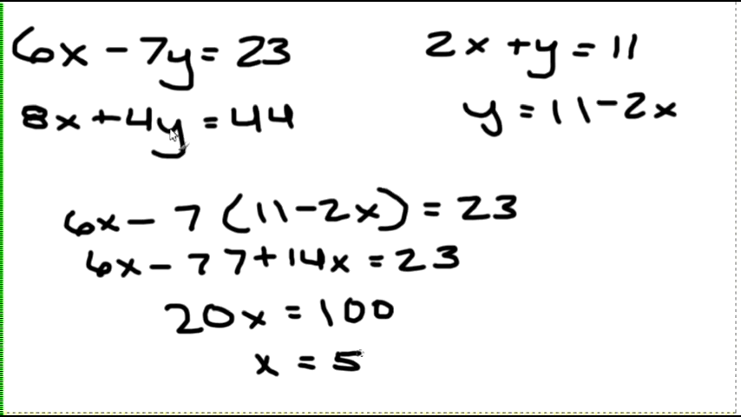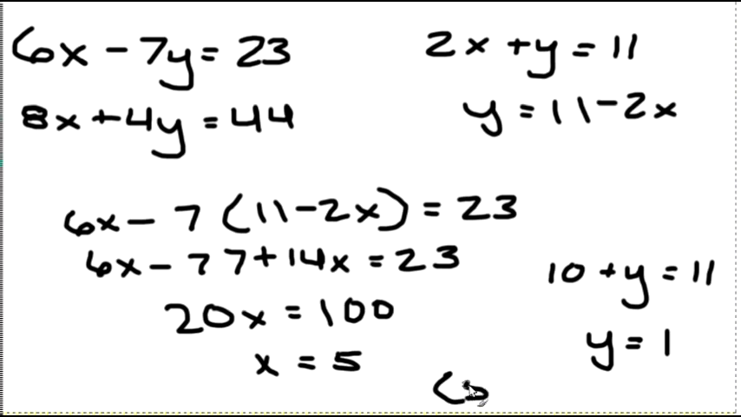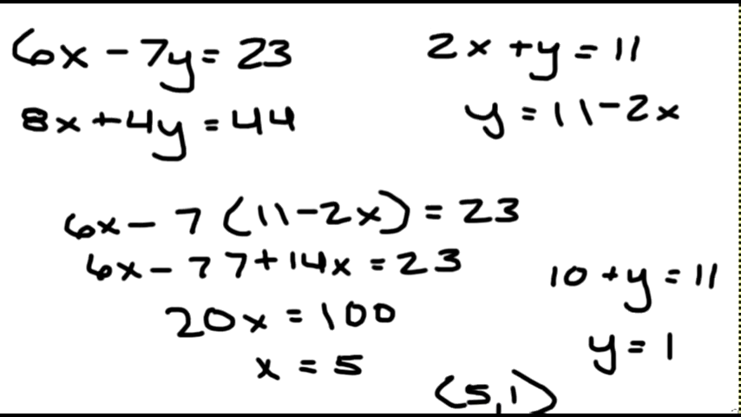Now we sub back in, let's just sub back into this equation to keep things simple. So we have 2 times 5, so 10, plus y is equal to 11. Subtract 10 from both sides, y is equal to 1. So our ordered pair for this one would be 5, 1. Okay, and now we will move on to our final example of this video.